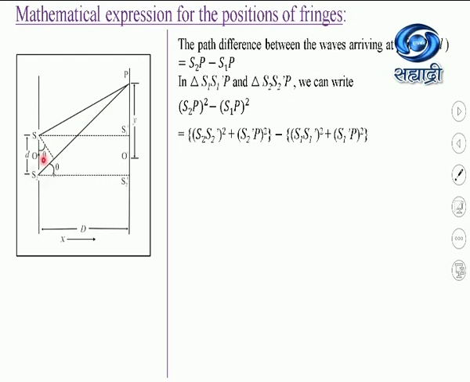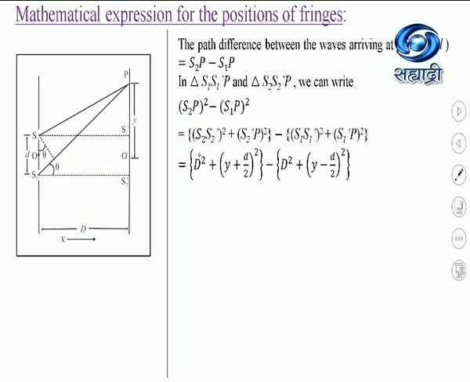It is equal to S2S2 dash square plus S2 dashP square. S1P square is nothing but S1S1 dash square plus S1 dashP square. Now let us substitute the values. S2S2 dash is nothing but D.